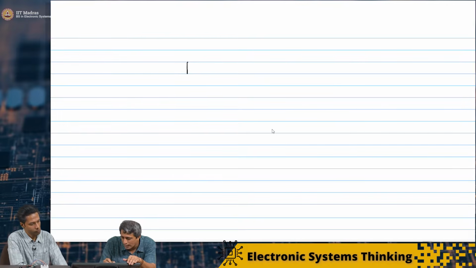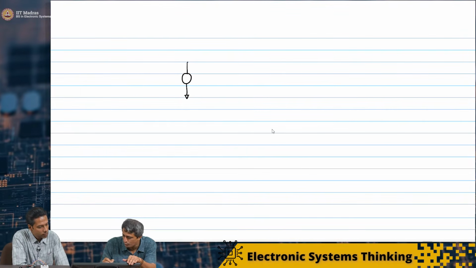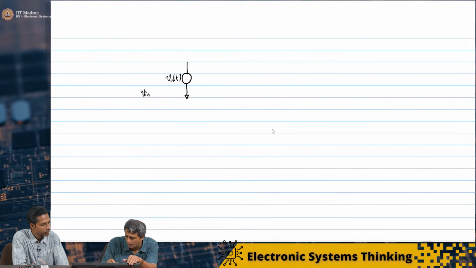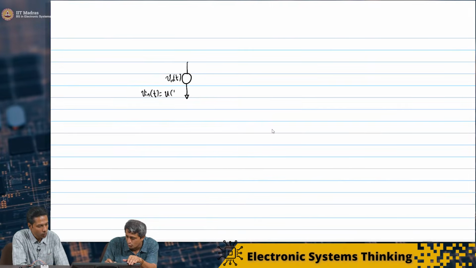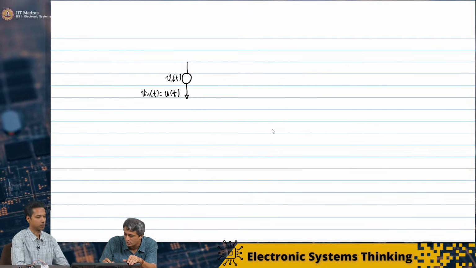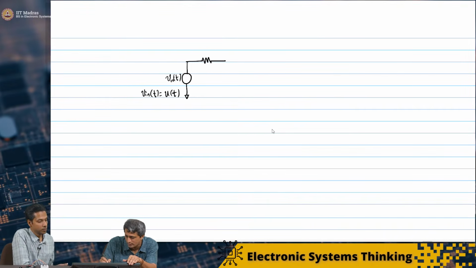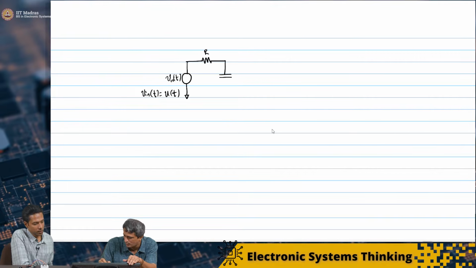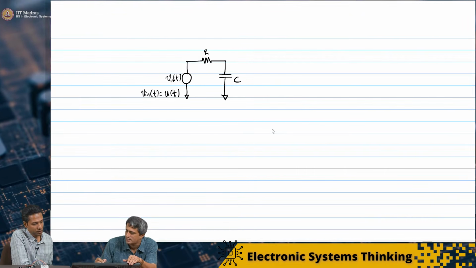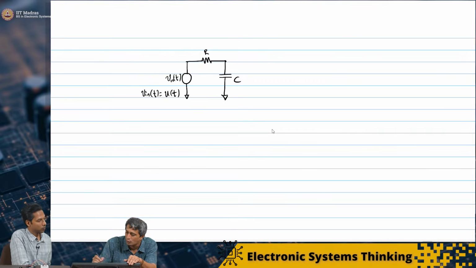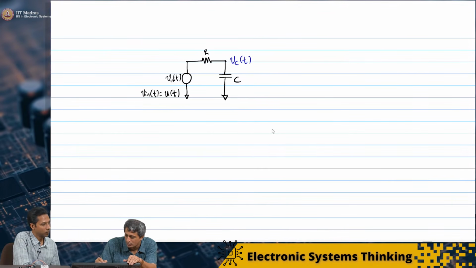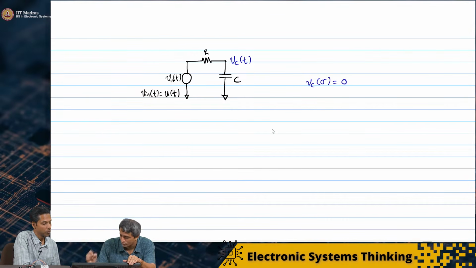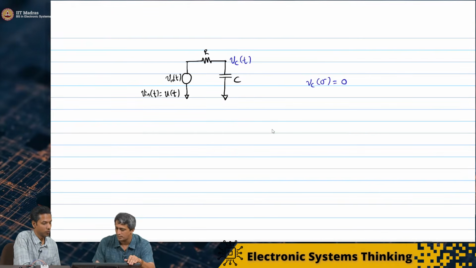Okay. So I have an input V in of t. Specifically, I am going to say V in of t equals u of t, the unit step function. It's going through a resistor R1. I can call it R for all practical purposes. There's no second resistor. And C, and this output I am going to call Vc of t. Vc of 0 minus equals 0. That means it's completely discharged.